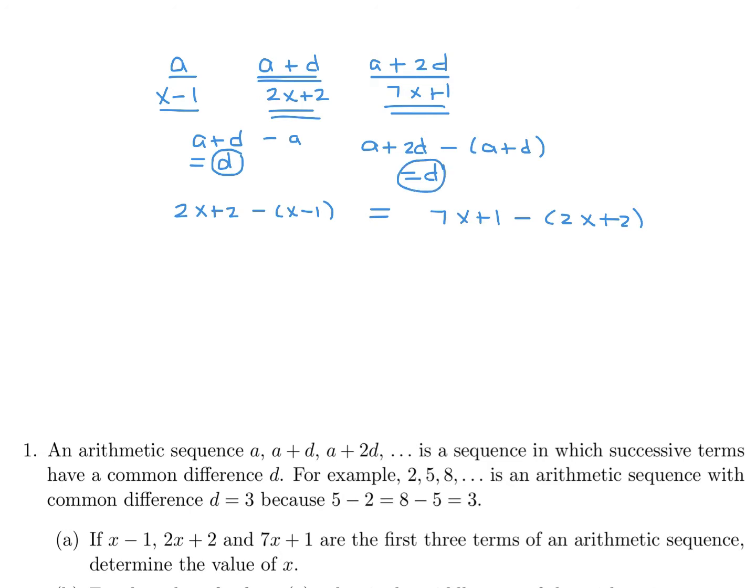So let's solve this. 2x minus x is x. 2 minus 1 is 1... On this side, 7x minus 2x is 5x. 1 minus 2 is negative 1. So this means 4x is 4. x is therefore equal to 1. So that takes care of part A.